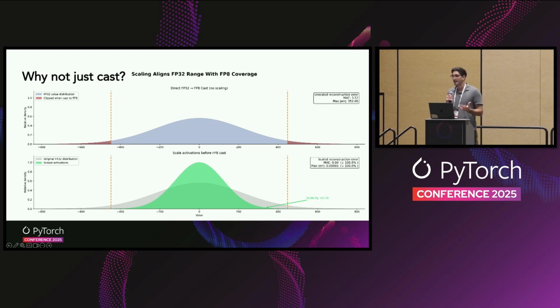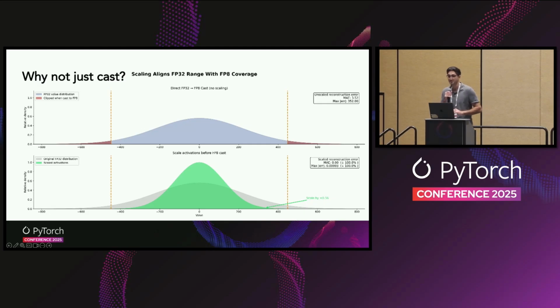So if we were to directly cast to FP8, we would need to clip these values to the maximum representable value, which in FP8 is 448. That's a tongue twister. So everything above this limit will be clipped to 448. And on the right-hand side, we can see some metrics for how much information we're losing in this process.